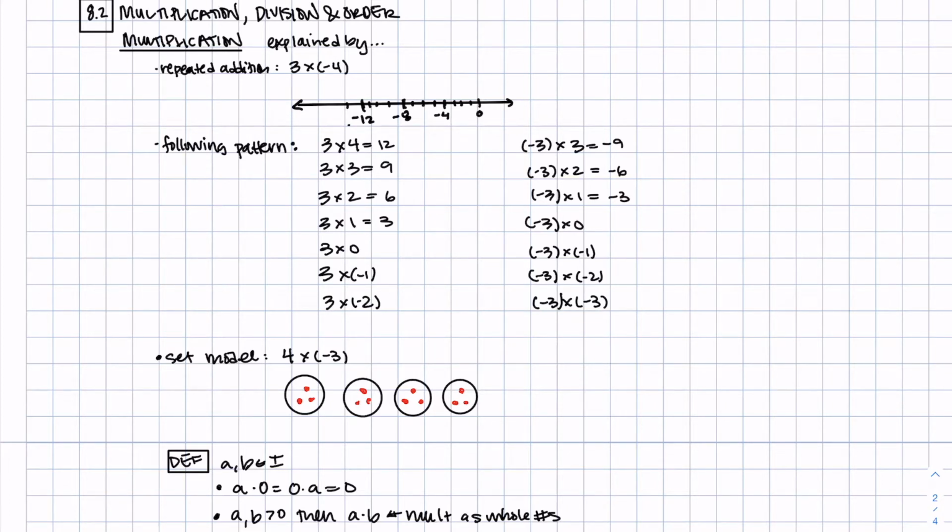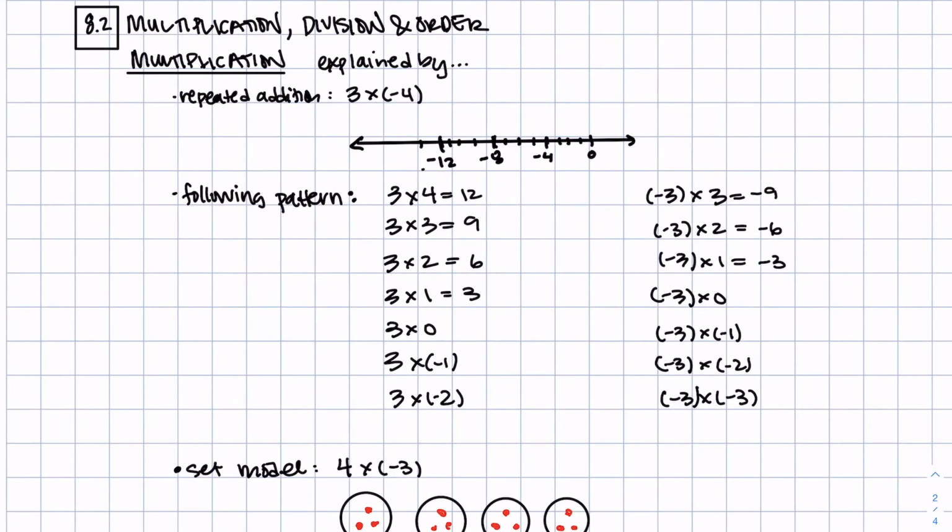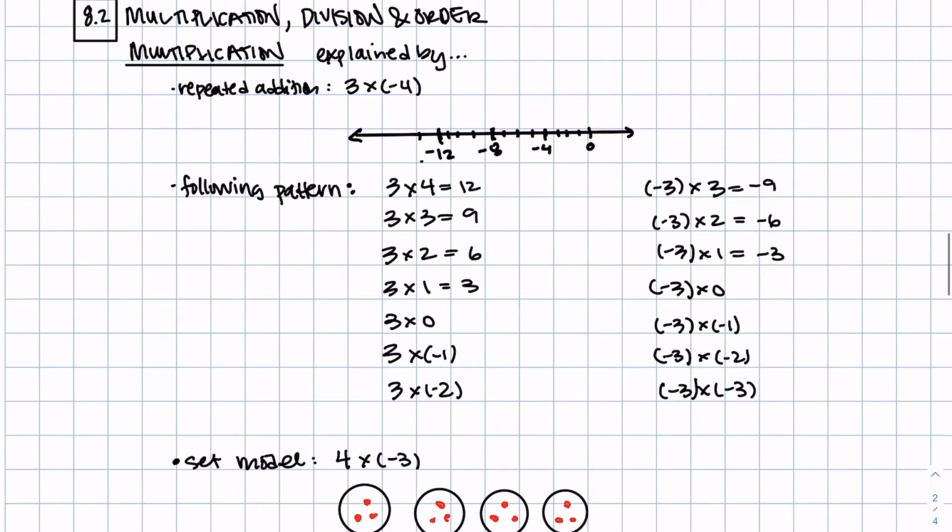Okay, so for multiplication, we can use some similar explanations that we have seen before. For instance, we can still think of multiplication as repeated addition. When referencing negative numbers, it looks a little bit different. If I'm looking at 3 times -4, what I'm doing is adding -4 to itself 3 times, and I see that I get -12.